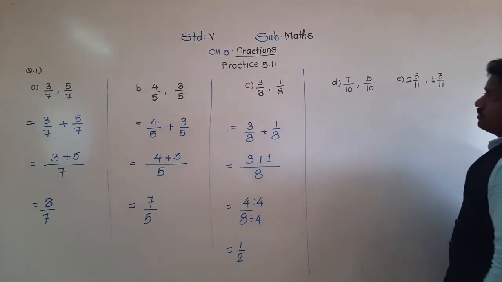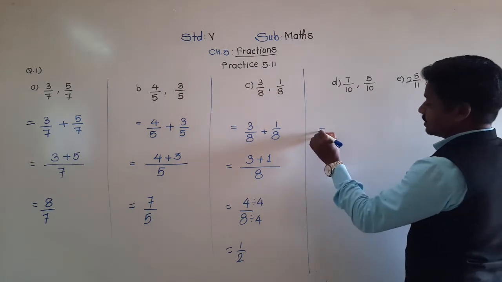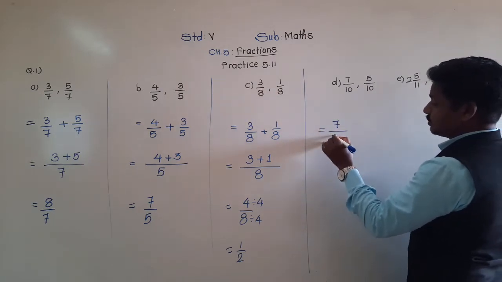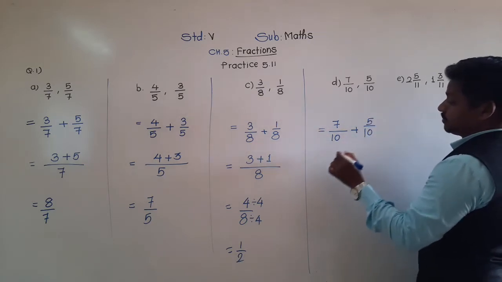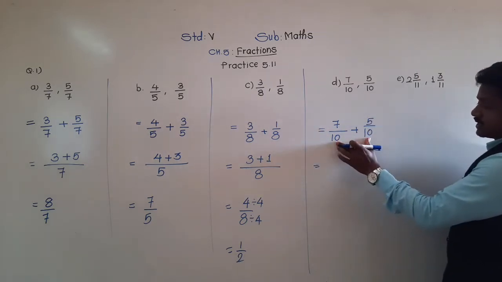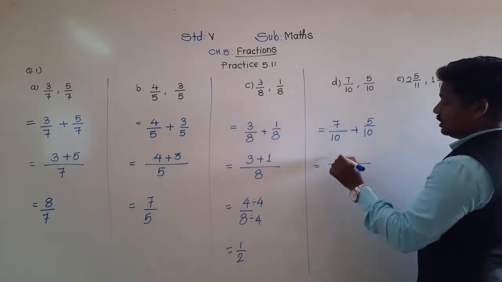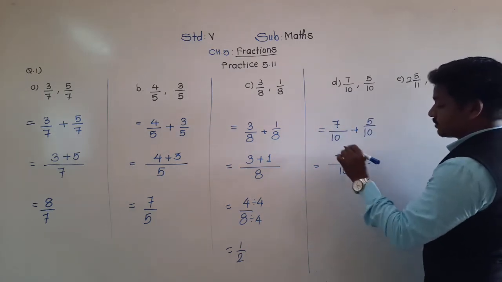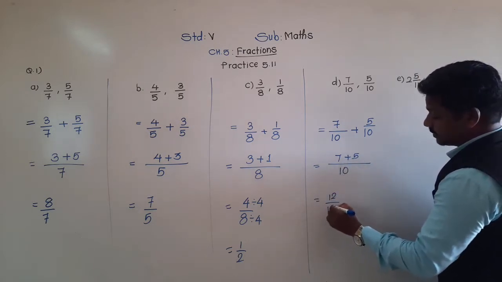Next, 7/10 and 5/10. We have to add these two fractions, 7/10 plus 5/10. Denominators are same, take it common, add only numerators, 7 plus 5. So 7 plus 5, 12/10.